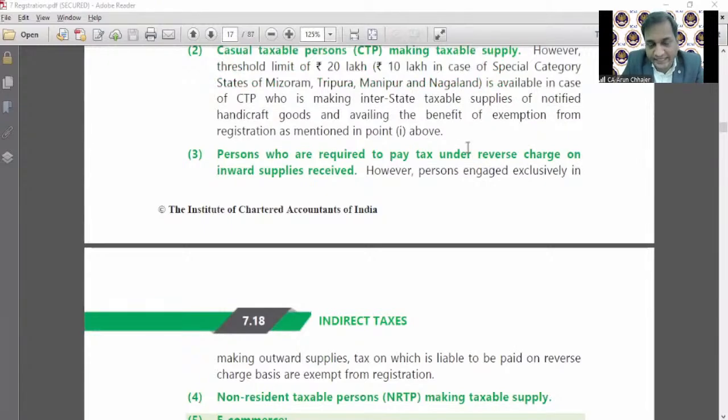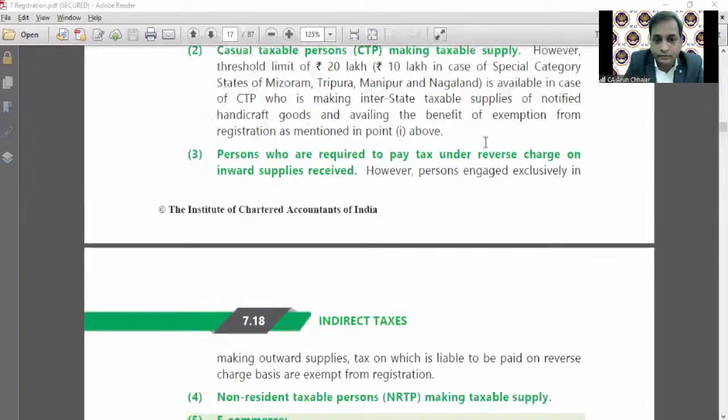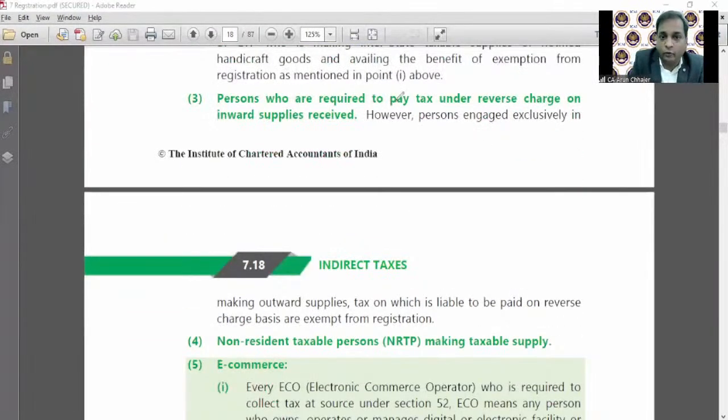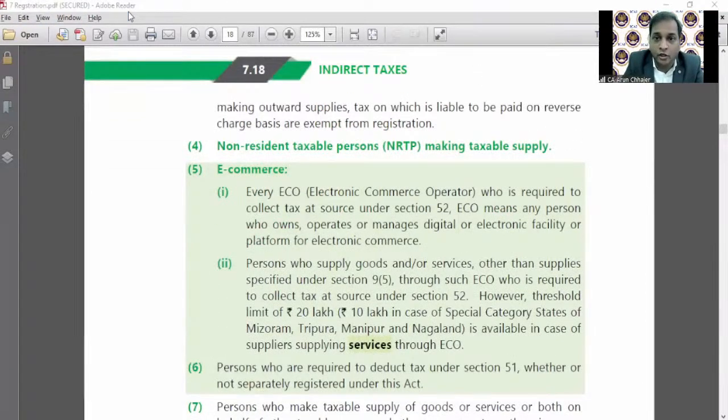So for the casual taxable person, if they are providing the supply of handicraft goods, yes, they can take the benefit of the normal threshold limit of 20 or 10. Third is a person who is required to pay tax under reverse charge basis on the inward supply: compulsory registration. Next, non-resident taxable person making taxable supplies.